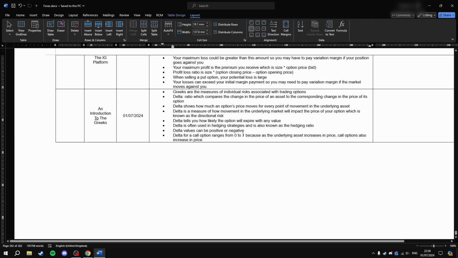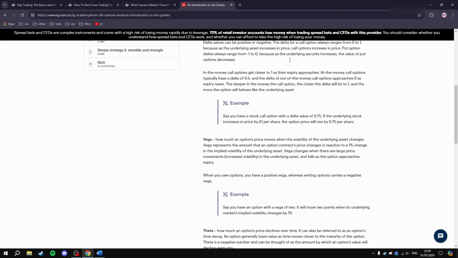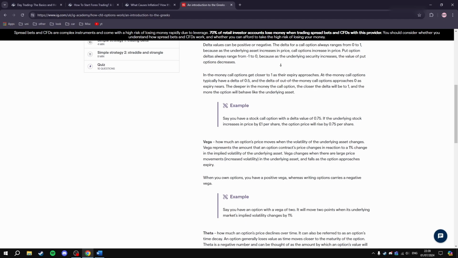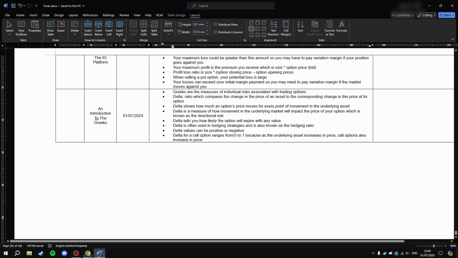So 0 to 1 would mean there's a greater change in the underlying asset price than the call option, right? Because if it has a delta ratio of 1, then that means as the underlying asset increases in price, the call option also increases in price by that amount. So they're always 0 to 1, they always correlate to each other.